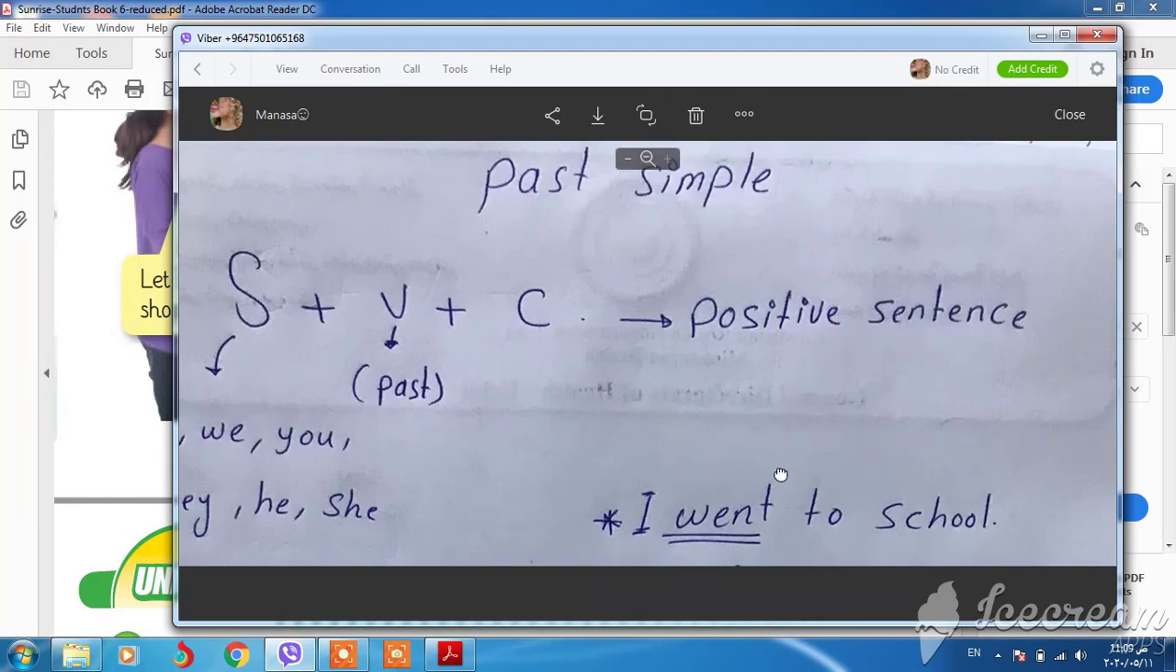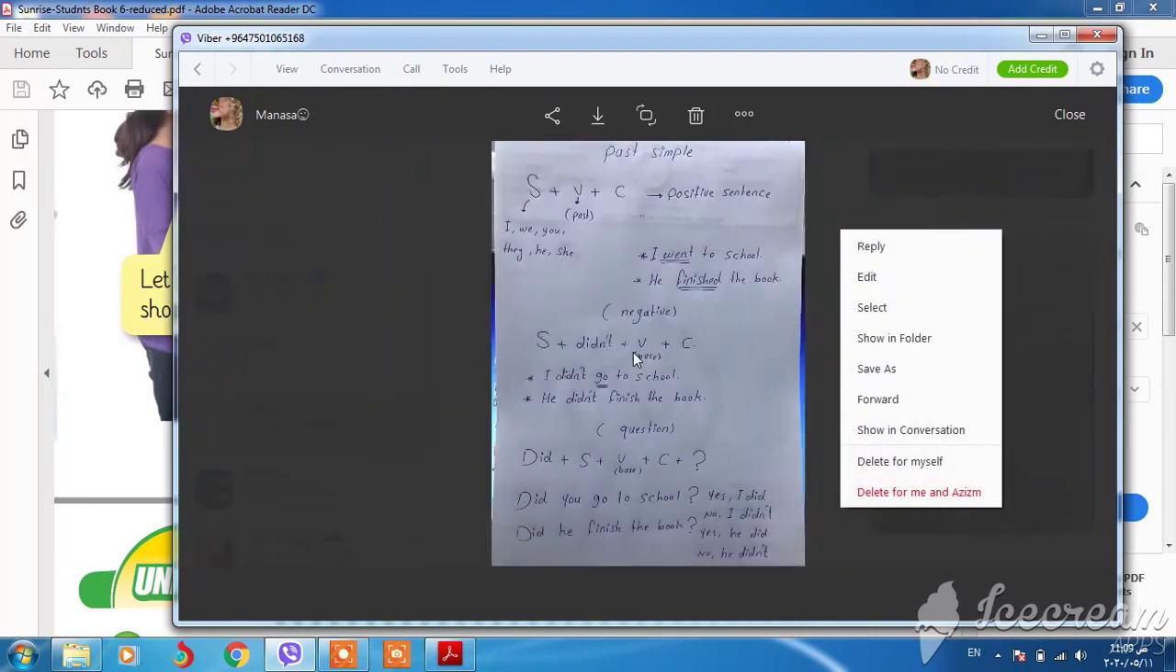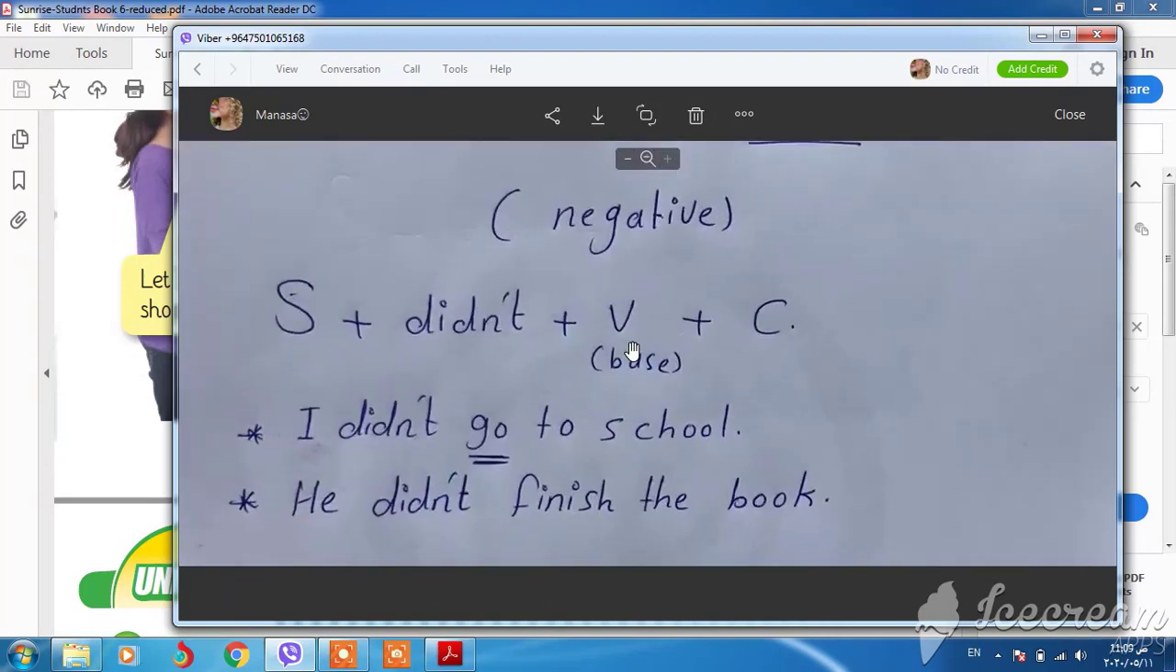Went, it is what? Went is an irregular verb. If we make it present, it will be go. Be careful about this one. And this one is for negative. For negative, we have subject, also noun, pronoun, animals, and things. Also we have pronouns, all pronouns.